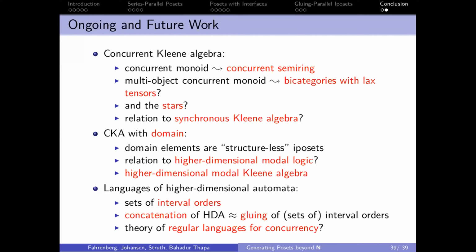What we would like to do eventually, and we are not there yet, is a theory of regular languages for concurrency. So this is one of the main motivations for all this work: the theory of regular and rational languages is a rather successful thing in computer science, and we feel that it's missing. There is no such thing for concurrency, and this is something we would like to work on.